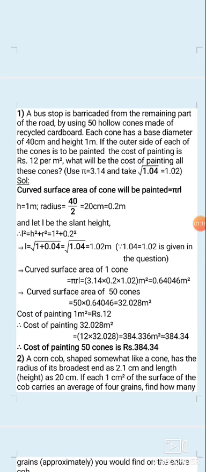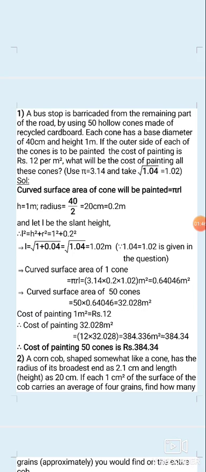Now we know the curved surface area of the cone is what? Pi r l. Since it is a hollow cone, we need to consider the curved portion only. Okay. Now the height is given, 1 meter. Diameter is equal to 40 cm. So radius is equal to 40 by 2, which is equal to 20 cm. Change that into meter, which is equal to 0.2 meter.